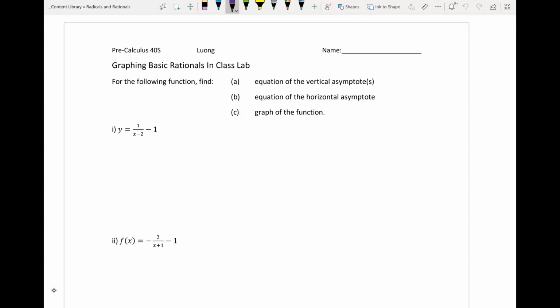So for the very first one, this is a 2-piece graph and it's already in descriptive form. So you know that the vertical asymptote is going to be x equals 2, because if we insert 2 in for x, we're going to get 0 in the denominator, and that is a problem. We also know our horizontal asymptote, because it's in descriptive form, and it's going to be this -1. So that's y equals -1. I'm going to go ahead and graph this.